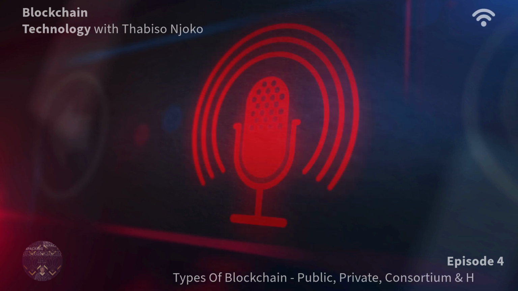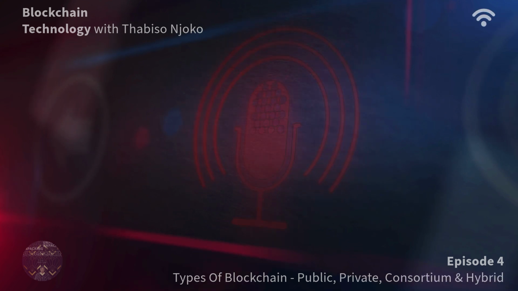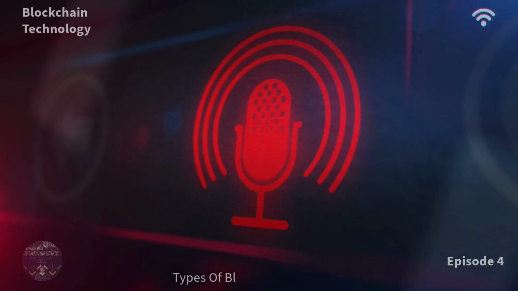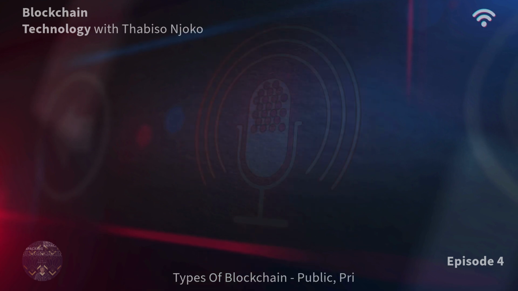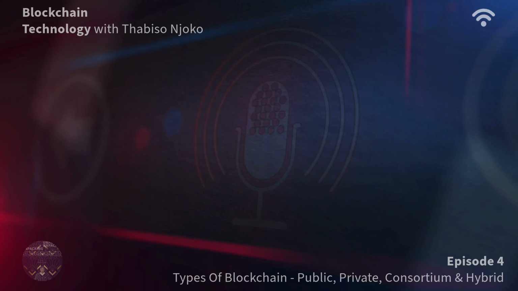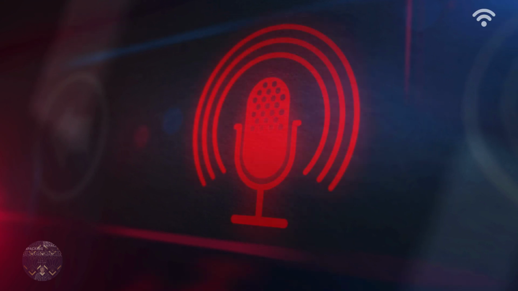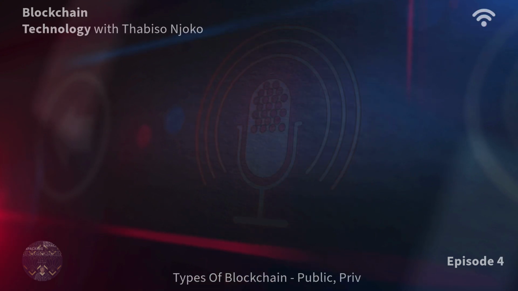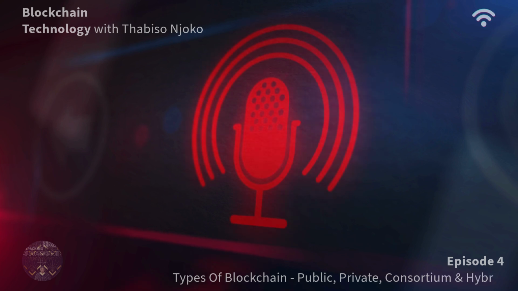Now that you know the different types of blockchains, you'll start to see them everywhere in logistics, healthcare, voting systems, and even entertainment. Next time, we're going to explore a super important topic: what is decentralization and why does it matter so much? And that will change how you think about power, ownership, and trust.